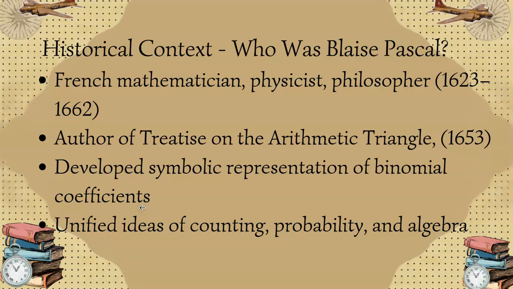Blaise Pascal, in 1653, developed a symbolic representation of the binomial coefficients by discovering a clear pattern or rule governing the coefficients of terms in a binomial expansion. This pattern, now known as Pascal's triangle, reveals that each coefficient corresponds to a combinatorial operation of combination. So in essence, Pascal unified algebraic structure and combinatorial reasoning.